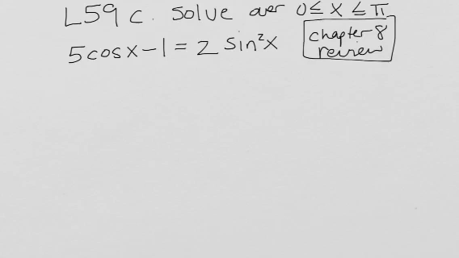Okay, we are going to look at lesson 59, problem number C, and it's a solving problem. So it says solve over the domain, x is between 0 and pi. So x is going to represent an angle, and we're going to limit ourselves to the angles between 0 and pi, or 180 degrees. It's important to note this is a Chapter 8 review question. This is not from Chapter 9, which Lesson 59 is in. So this is just a review.